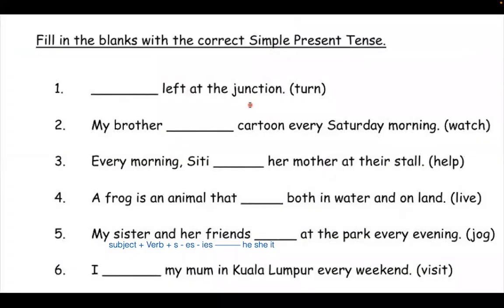Okay, let's do an exercise. So the exercise is very simple. I'll give you 2 minutes. Try to do these verbs. Put them in the simple present. Add s, es, or ies. Turn, watch, help, give, jog, visit. One minute, try to solve them, and then let's correct them together.